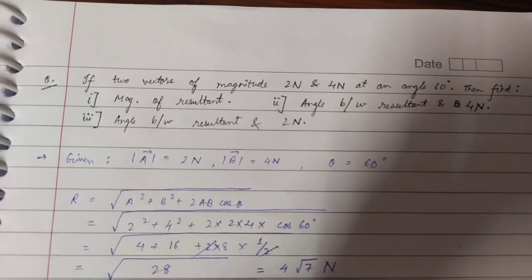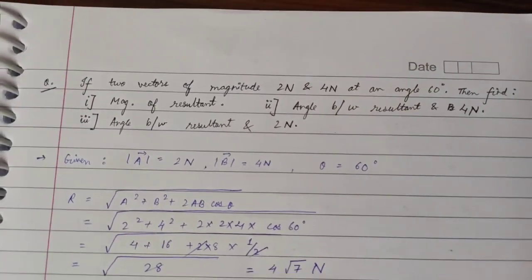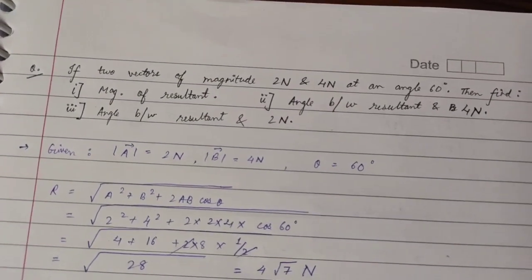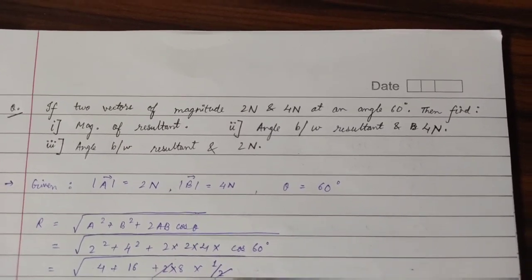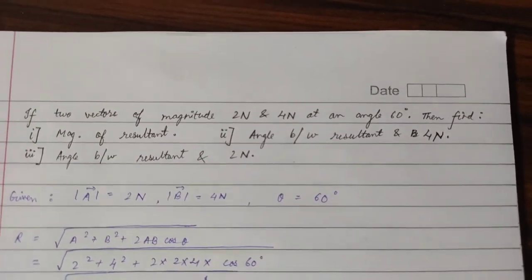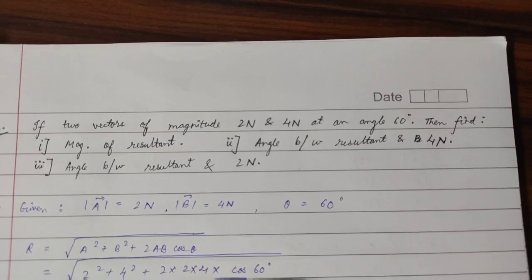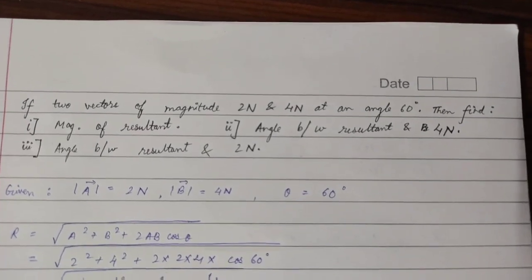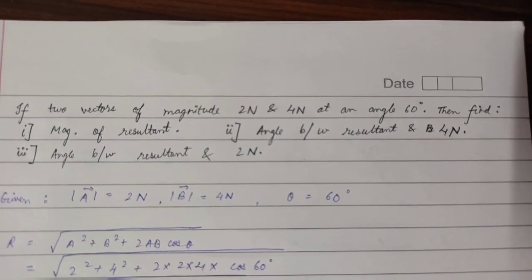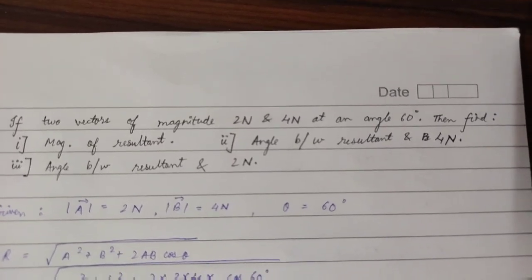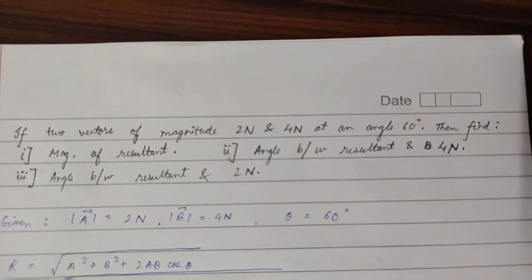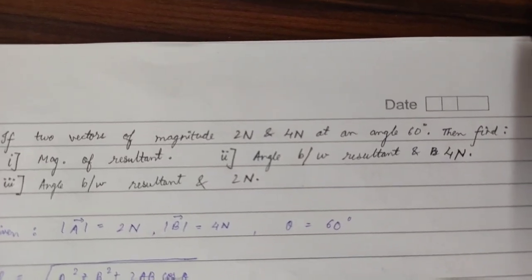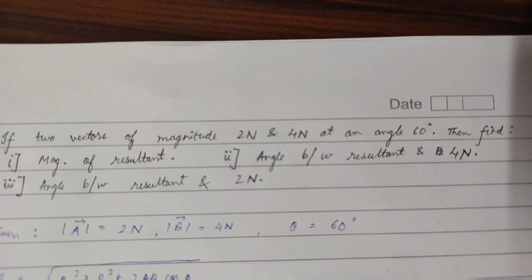Today I'll discuss the questions only. First one is: if two vectors of magnitude 2 N and 4 N are at an angle of 60 degrees, then we have to find the magnitude of the resultant vector, the angle between the resultant and 4 Newton, and the angle between the resultant and 2 Newton. We must remember one thing. When we have to find the angle between the resultant vector and a given vector, then the resultant vector is always written in the denominator.